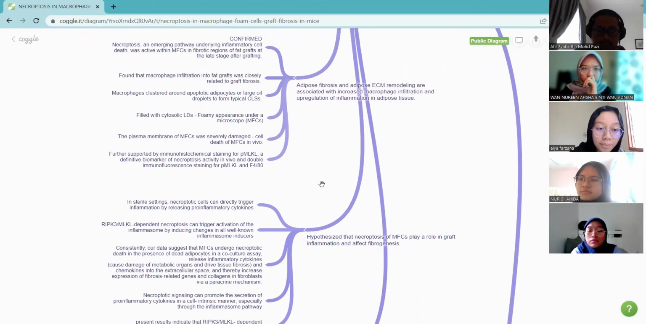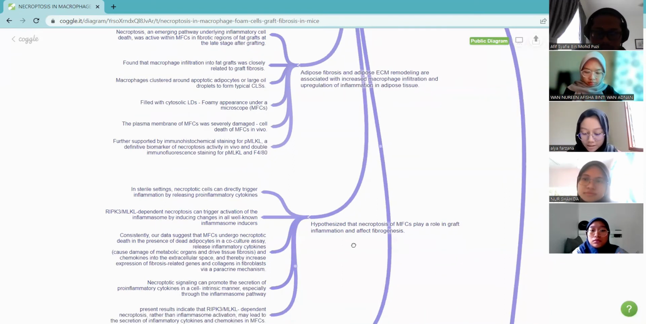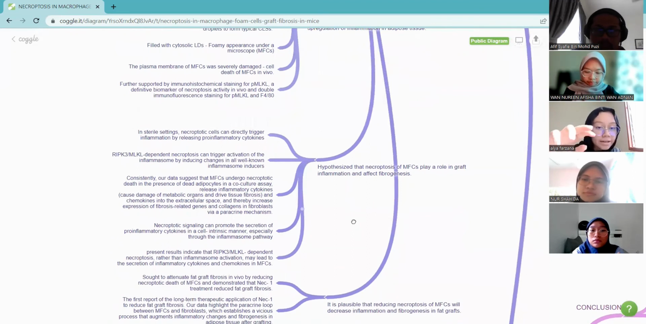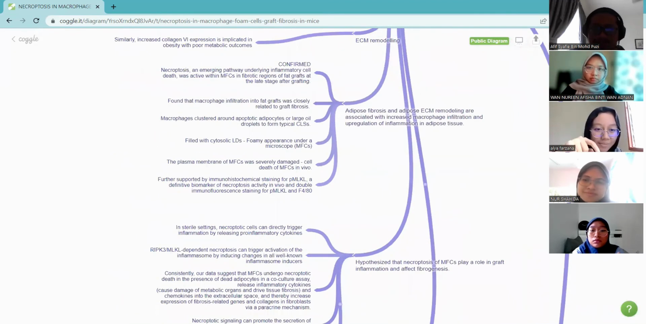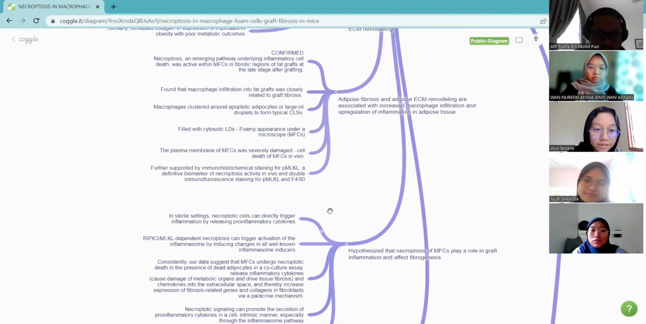This was further supported by immunohistochemical staining for pMLKL, a definitive biomarker of necroptosis activity in vivo, and double immunofluorescence staining for pMLKL and F4/80. So this confirmed that necroptosis, an emerging pathway underlying inflammatory cell death, was active within MHCs in fibrotic regions of fat grafts at the late stage of grafting.